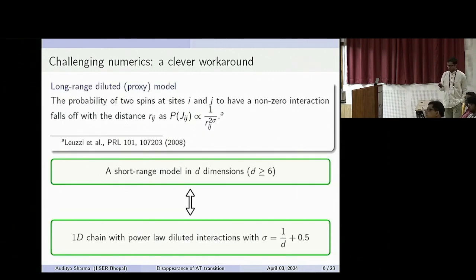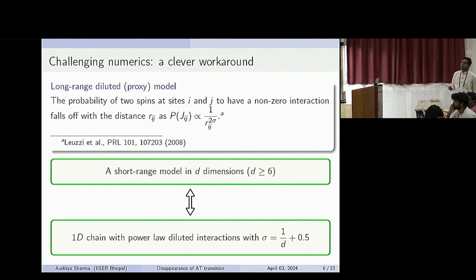Even so, it's very challenging to directly work with a 3D model and put in all these spins, and system size tends to be a huge challenge. One clever workaround was used by Leuzzi et al. in 2008. First of all, an interesting model to study is the 1 over r to the sigma model, where you have interactions which die off as a power law. By tuning this exponent sigma, you have access to a range of universality classes all the way from short range to infinite range.